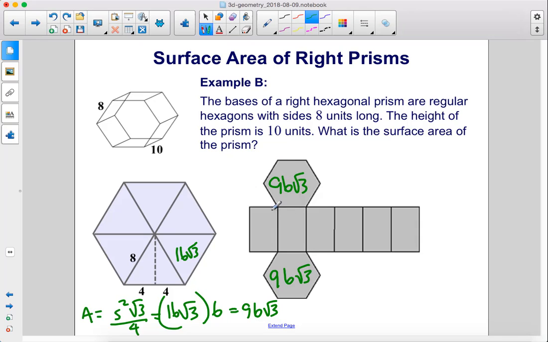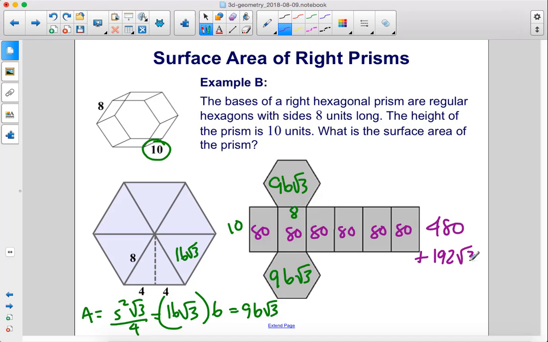Now we know that each side of the hexagon is 8. So this length here is 8. This length here is 10, since that is the height. So each of these rectangles has an area of 80. 8 times 10, 80 all the way over. So 80 times 6 is 480, plus 2 times 96 times the square root of 3, since there are two bases, gives us 192 times the square root of 3.